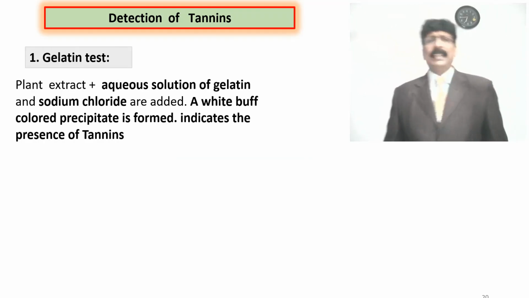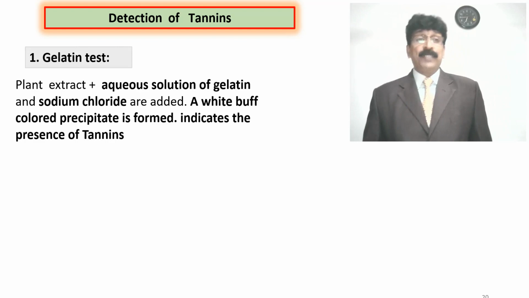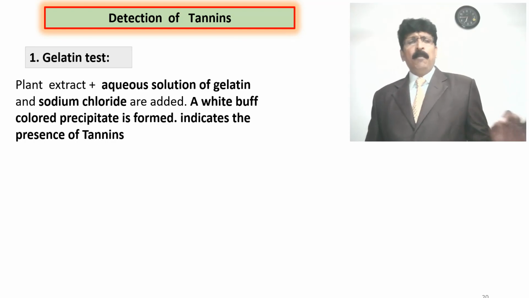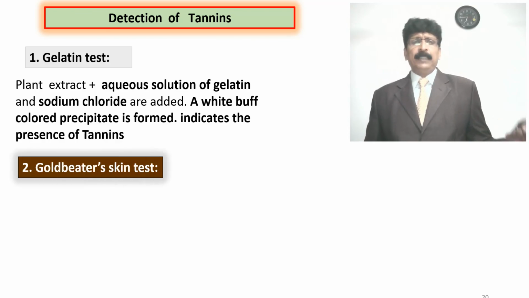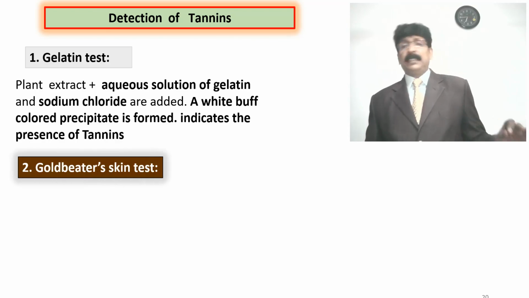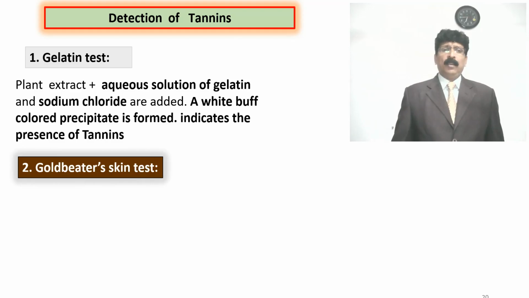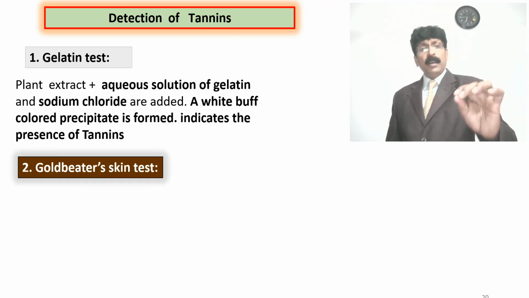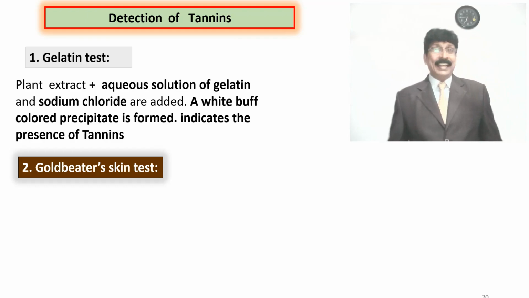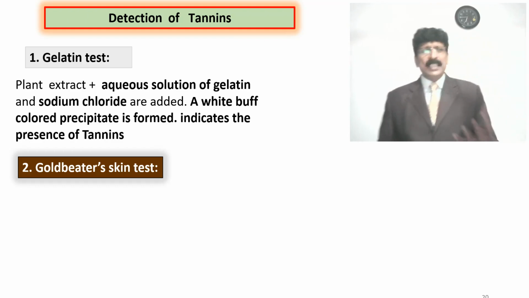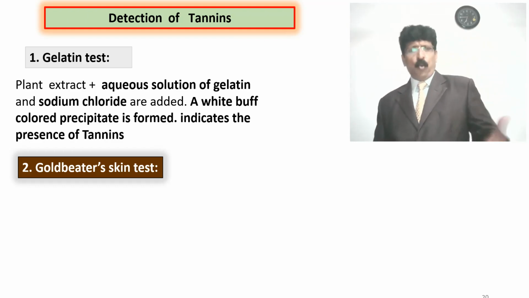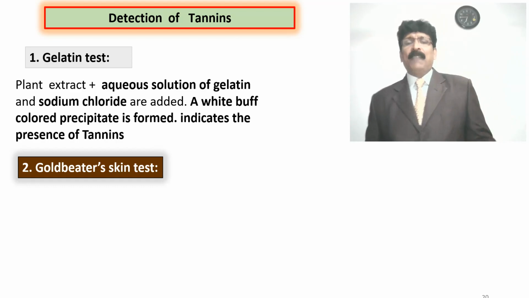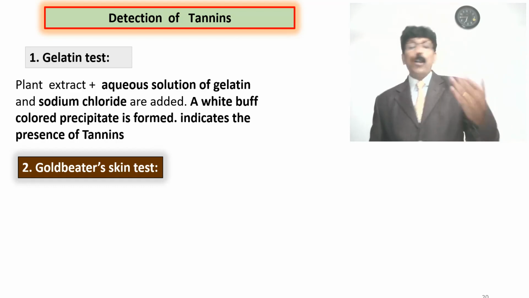To the plant extract, an aqueous solution of gelatin and sodium chloride are added. A white buffy colored precipitate is formed, indicating the presence of tannin. White buffy color. And the gold beater skin test. They used to ask, what is this gold beater test? What is gold beater? It is just a skin which is taken from an ox. That's why it is the gold beater's test.